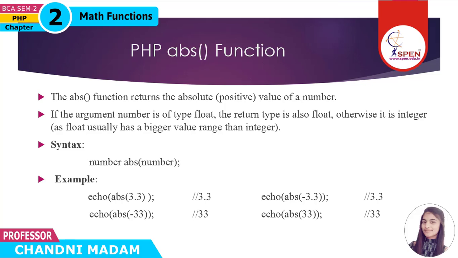Here is the example. We pass 3.3 to the abs function, so it will return 3.3 as output. We pass minus 33, so it will return positive 33. We pass minus 3.3, so it will return positive 3.3. We pass 33, so it will return 33 as output.